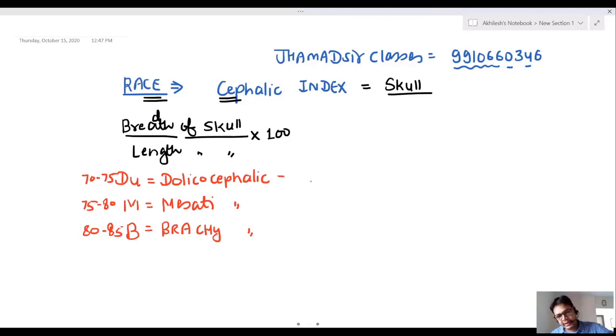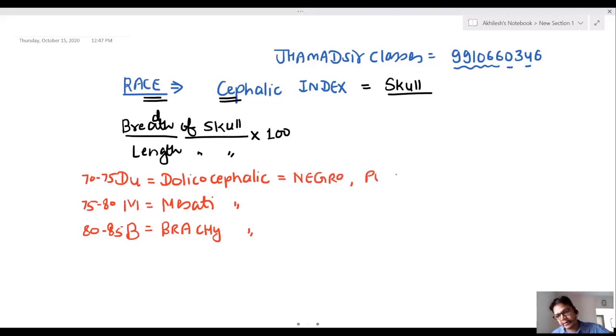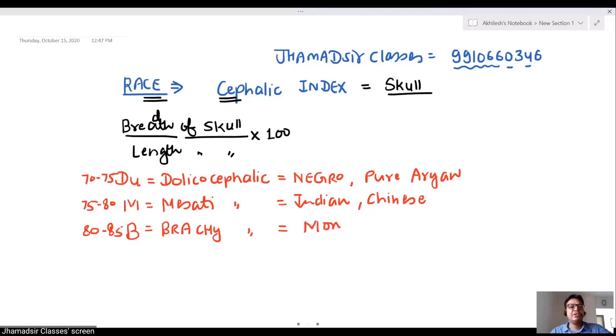Dolichocephalic is present in Negro and pure Aryans. Indians are not pure Aryans. Indians are a mixture, so the Indian cephalic index is mesaticephalic. Very important MCQ comes. Indian cephalic index is mesaticephalic. Chinese cephalic index is also mesaticephalic.